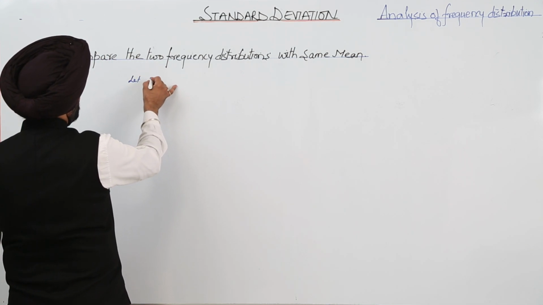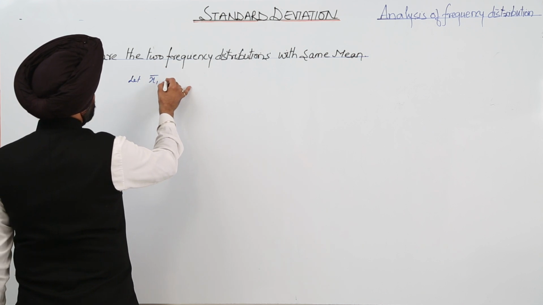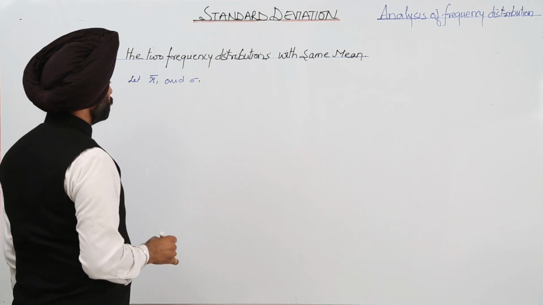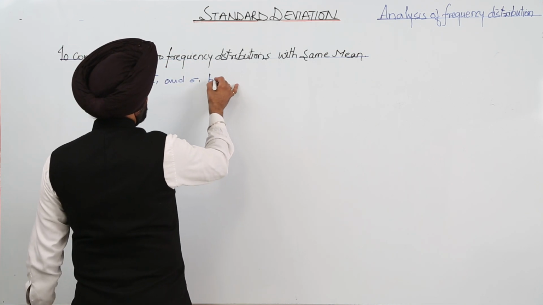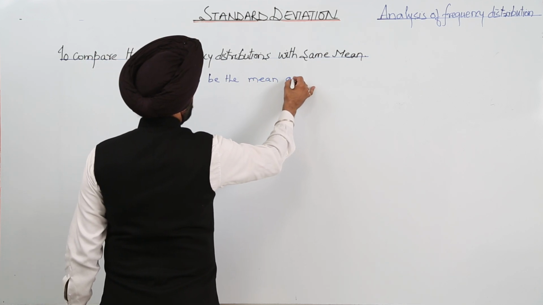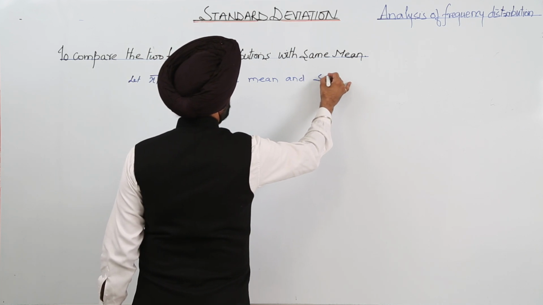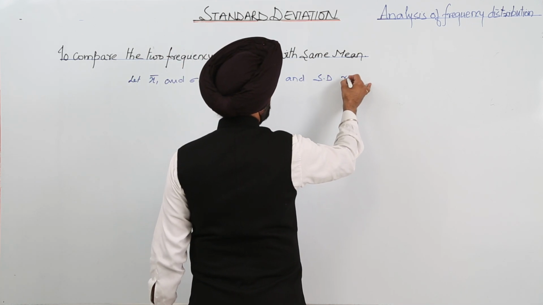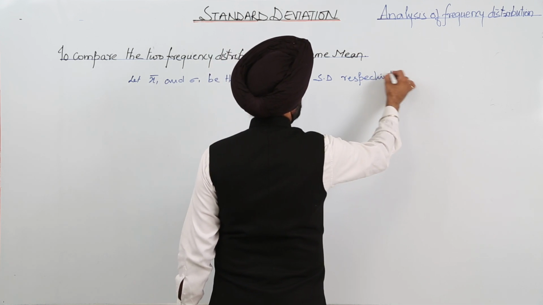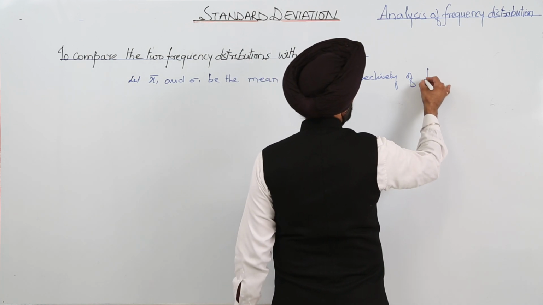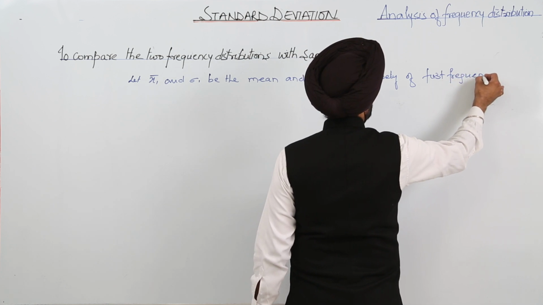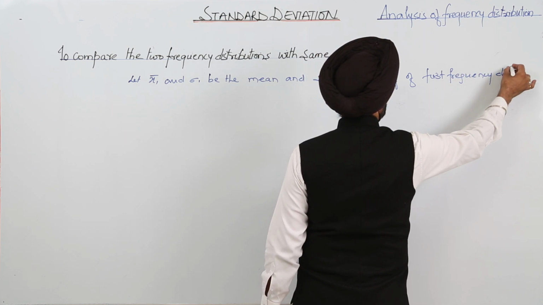So, let x1 mean and standard deviation, okay, be the mean and standard deviation respectively of the first frequency distribution.